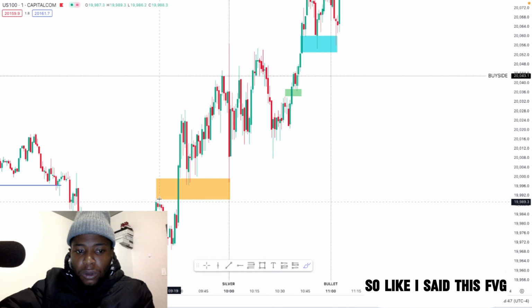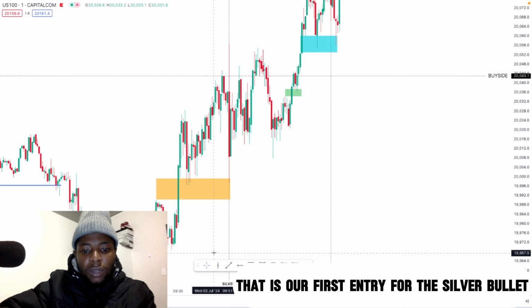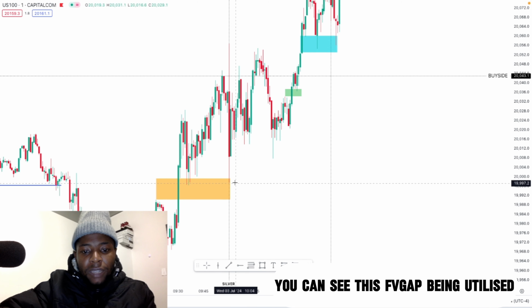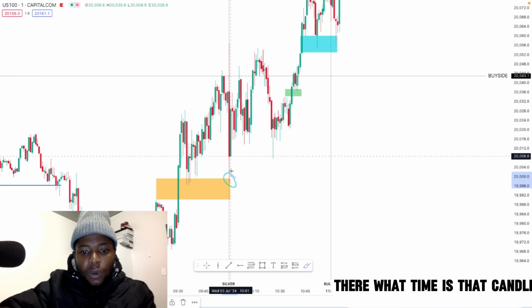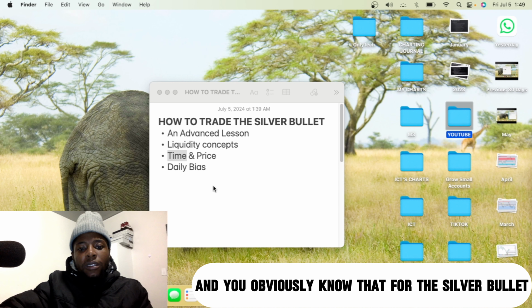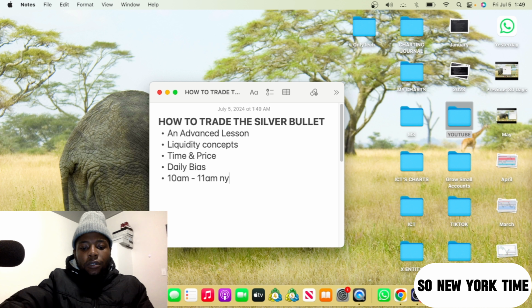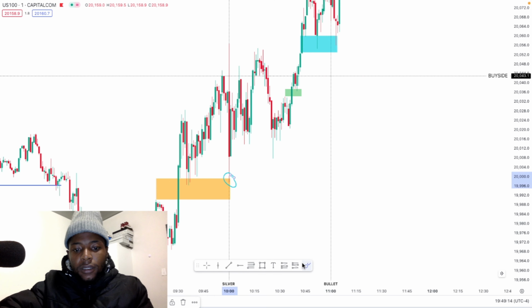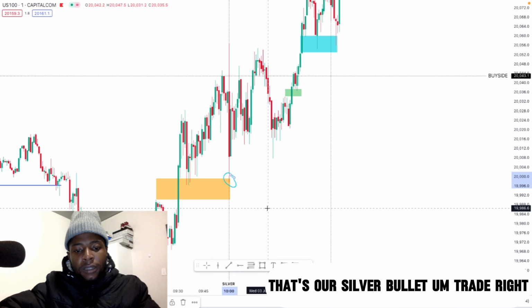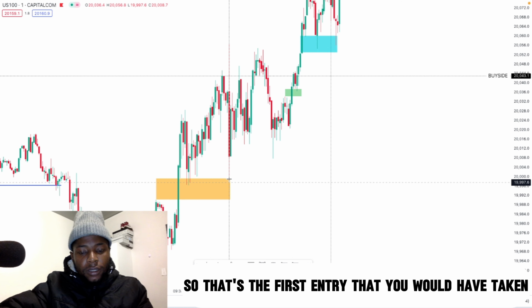So, like I said, this fair value gap, that is our first entry for the silver bullet, because we can see this fair value gap being utilized there. What time is that candle? 10 o'clock, right? And we obviously know that for the silver bullet, we're looking at 10 a.m. to 11 a.m., right? New York time. So New York time, that's our silver bullet trade, right? So that's the first entry that you would have taken.